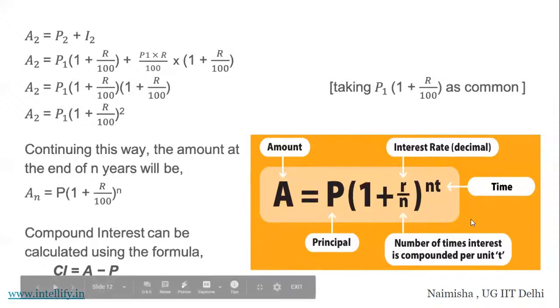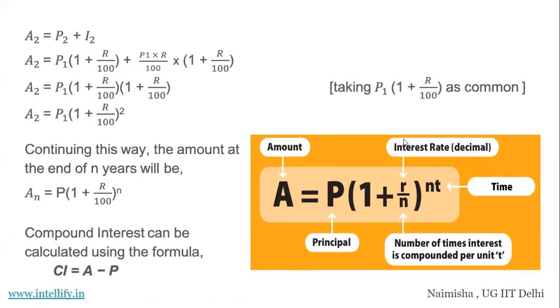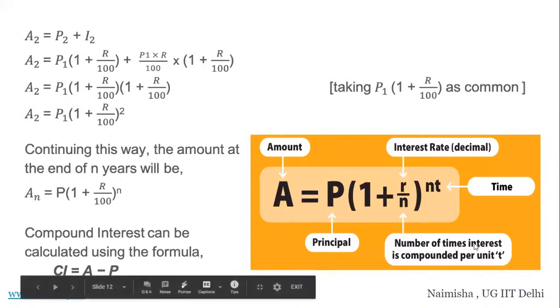Here we can see the formula for compound interest. Please note this. Amount is equal to principal into 1 plus rate by n whole power nt, where R is the interest rate, n is the number of times interest is compounded per unit time, and t is time.